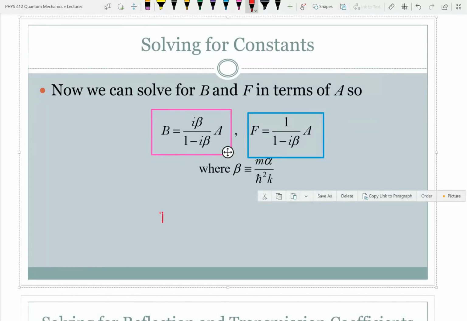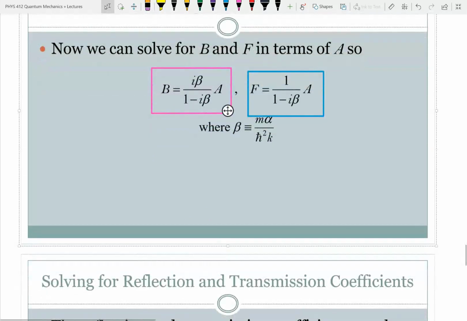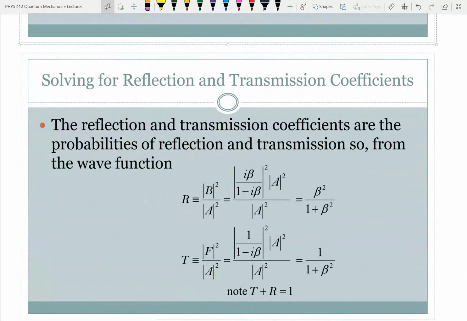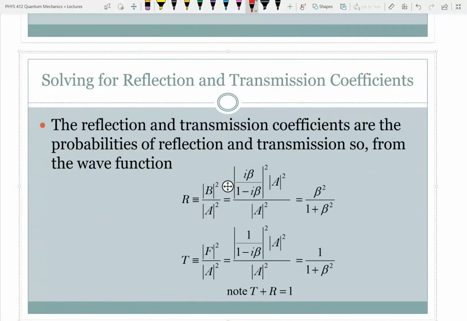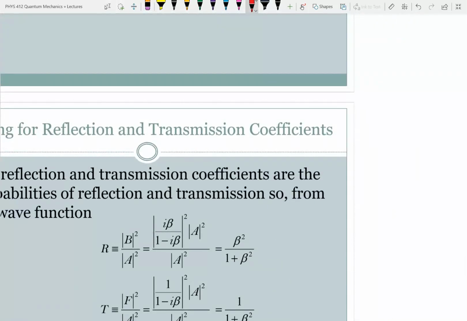Notice that B plus F is not equal to 1. It's the magnitudes that equal 1. The reflection coefficient is going to be B mod squared over A mod squared. The transmission coefficient is F mod squared over A mod squared. So I can just take what we found for B, take the mod squared.